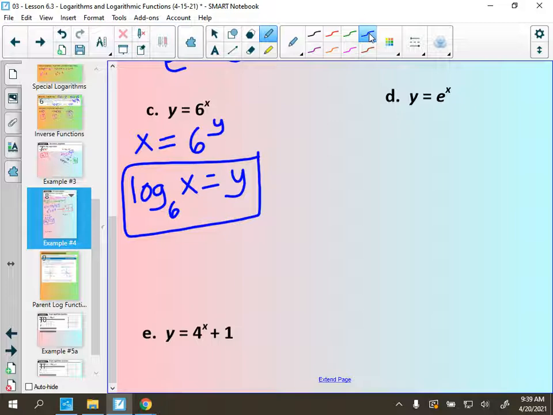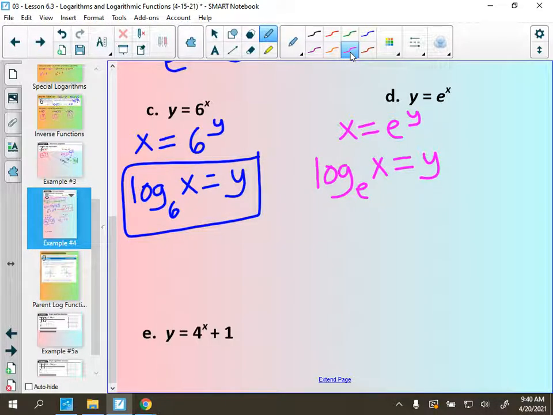Same process, part D here. Change your x, change your y. This is the first time we're seeing where we're writing with the log base e. I have to change forms, and this is how I do it. I'm not making this up. I would write this as log base e, and I have to do that weird crossover thing: e to the y power equals x.